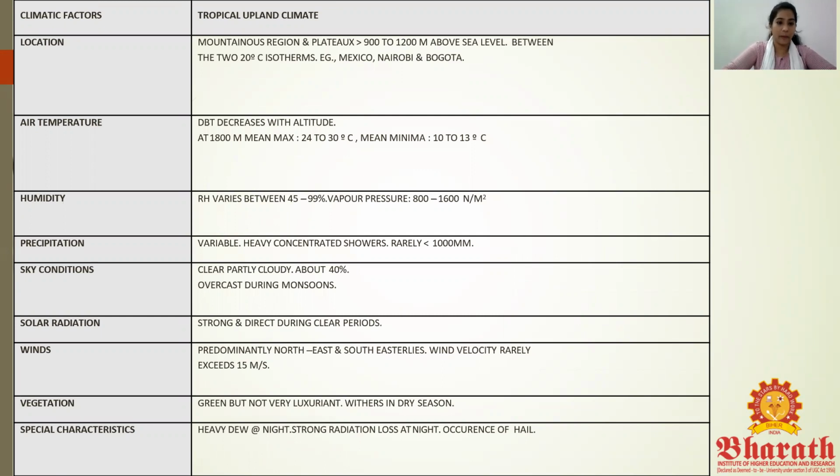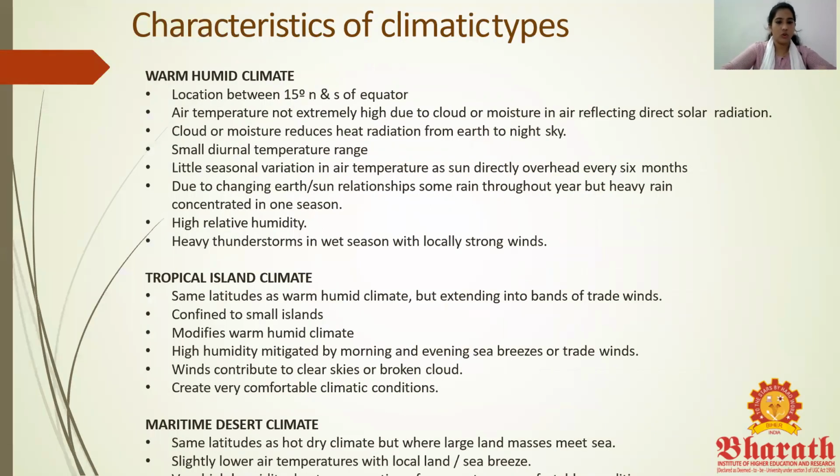Whereas in your tropical upland you have a heavy dew and you have a strong radiation loss at night and appearance of hail also. So looking at this, finally wrapping it up, we have this chart, I mean, elements put together about what is what and how it goes.